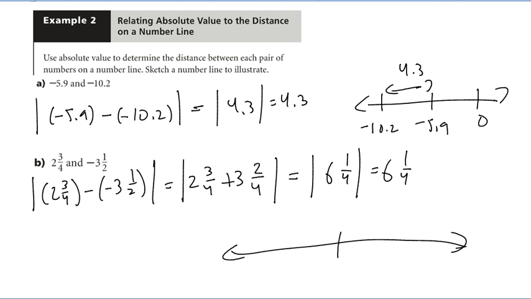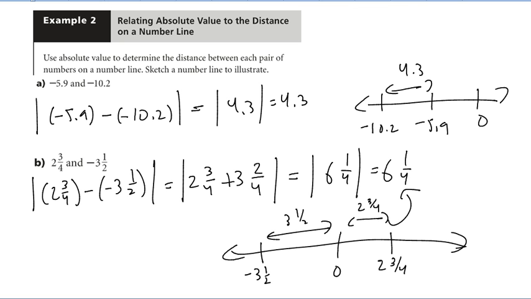There's our number line. In this case we're going to have 0 in the middle, 2 3/4 over here, and -3.5 over here. So that's going to be 3.5. That's going to be 2 3/4. If we add those two together, we'll end up with 6 1/4.